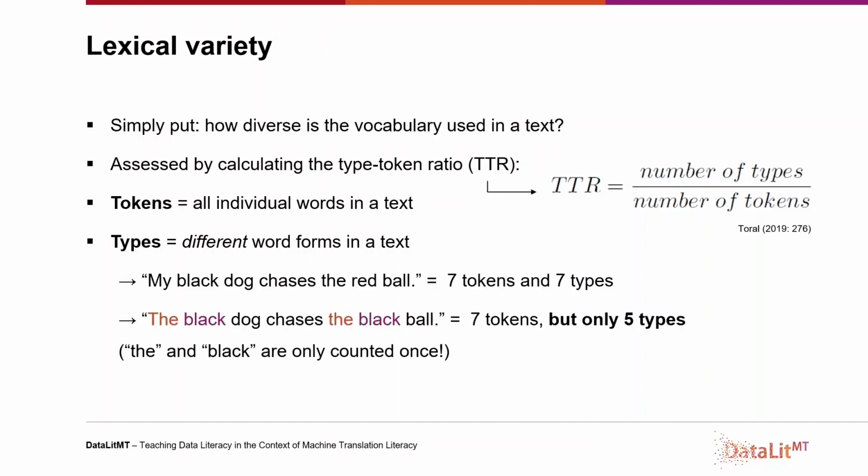As you can see in this example, we have 2 sentences. My black dog chases the red ball. The black dog chases the black ball. Now we can count 7 individual words or tokens in each sentence. The first sentence also has 7 different words or types, but the second one has only 5 types because the words the and black are counted once.